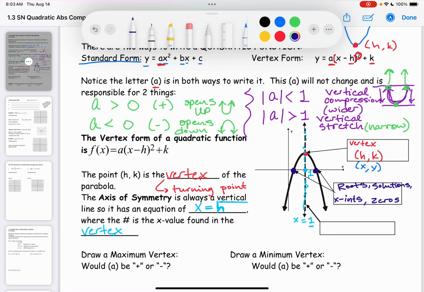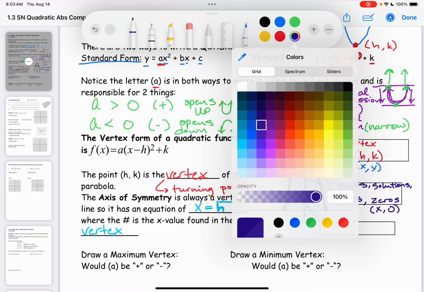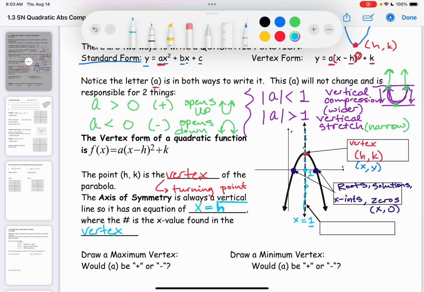The reason we call them zeros is because when you put their coordinates, they have an x value and the y value is 0. And then lastly, I forgot to label this one, so let me go back to this blue color. This is our axis of symmetry. It divides our parabola in half.